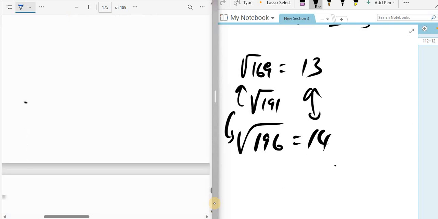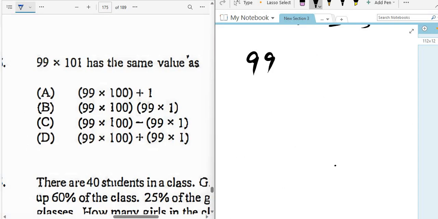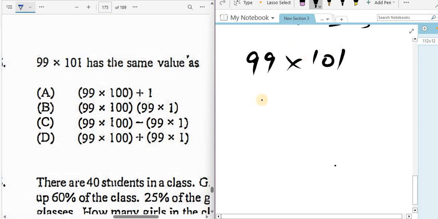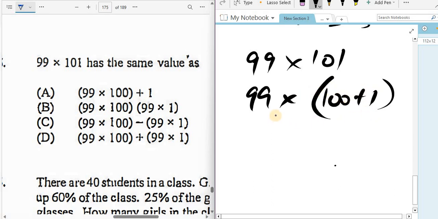Number 5. All I did with this one is this, 99 times, and I separate the 101 into 100 plus 1. You agree with that, right? That is still saying 99 times 101? You all agree with that?